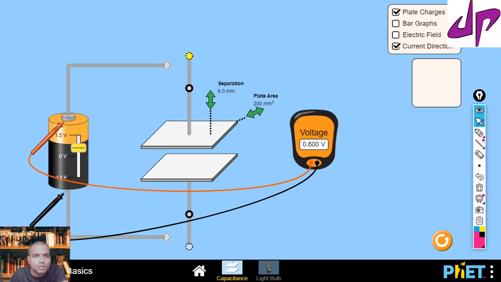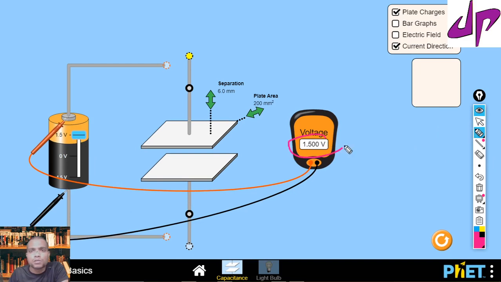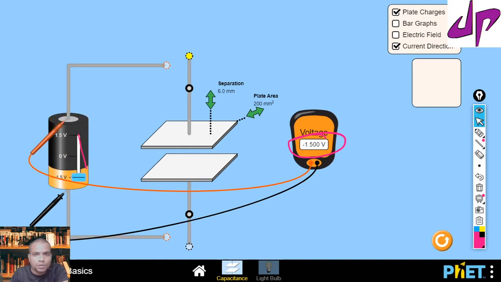Now if you switch that to the maximum 1.5 volt, the voltmeter is also showing 1.5 volt. So that is the way to measure the potential difference. Suppose you switch that around, the voltmeter will automatically show negative, because the terminals are not matched.